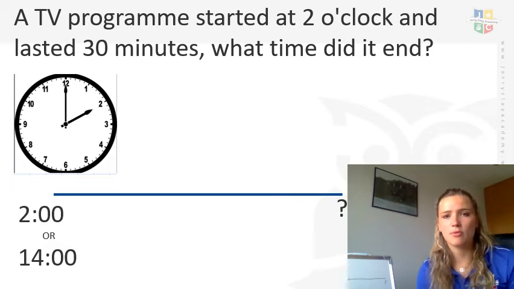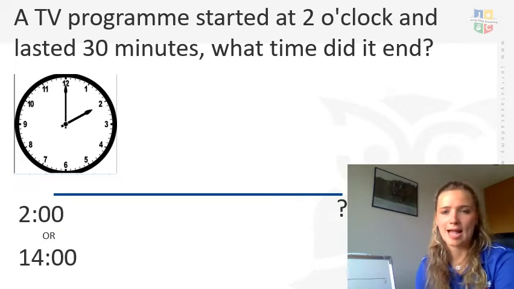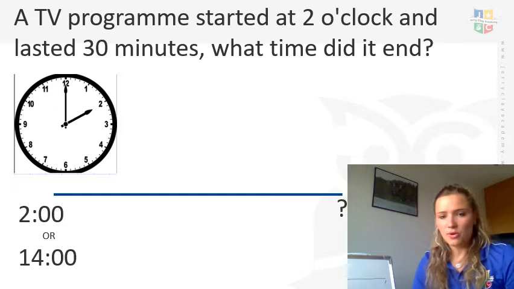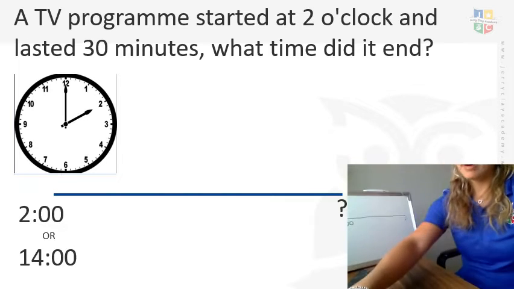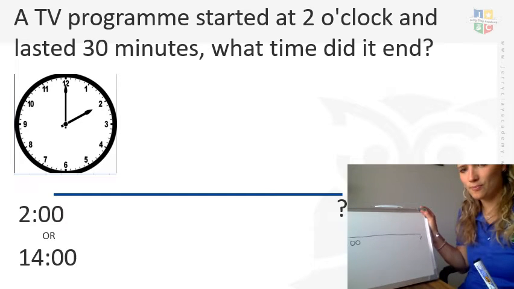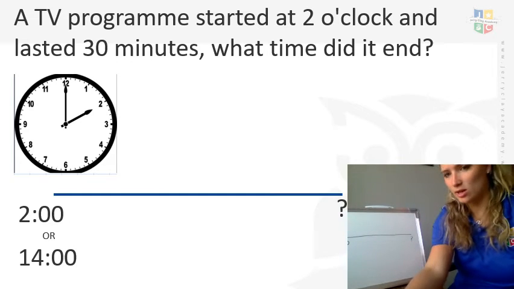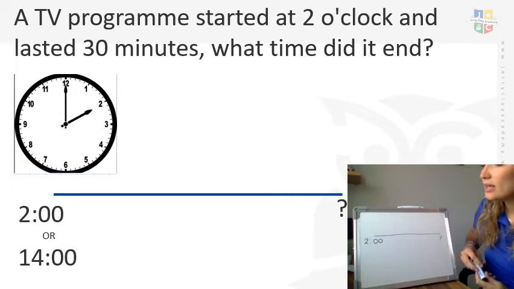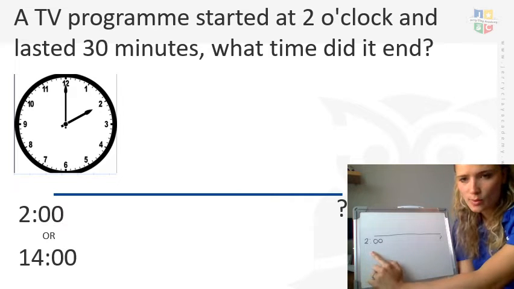So the TV programme started at 2 o'clock and lasted 30 minutes. What time did it end? So what you're going to have a go at doing is writing on your number line, and this time you're going to write what time. We know it started at 2 o'clock. So I'll just adjust my camera. So we know it started at 2 o'clock, so I can write 2 o'clock.